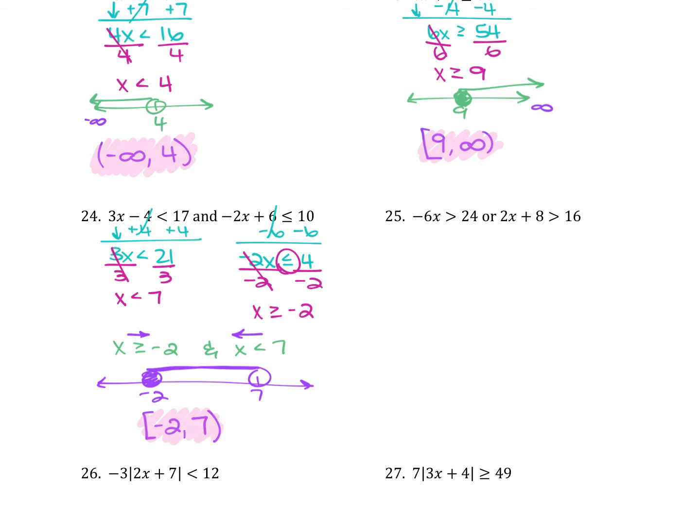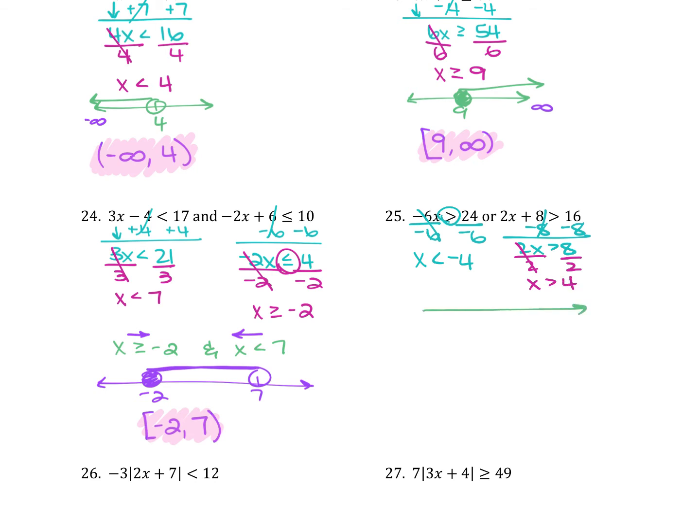For 25, we have negative 6x is greater than 24, or 2x plus 8 is greater than 16. Starting with the one on the left, we're going to divide each side by that negative 6. We flip the sign because we're dividing by a negative on both sides, and that gives us x is less than negative 4. For the 2x plus 8 is greater than 16, we're going to start by subtracting the 8 from each side, and you get 2x is greater than 8. Then you want to divide each side by the 2, so x is greater than 4.